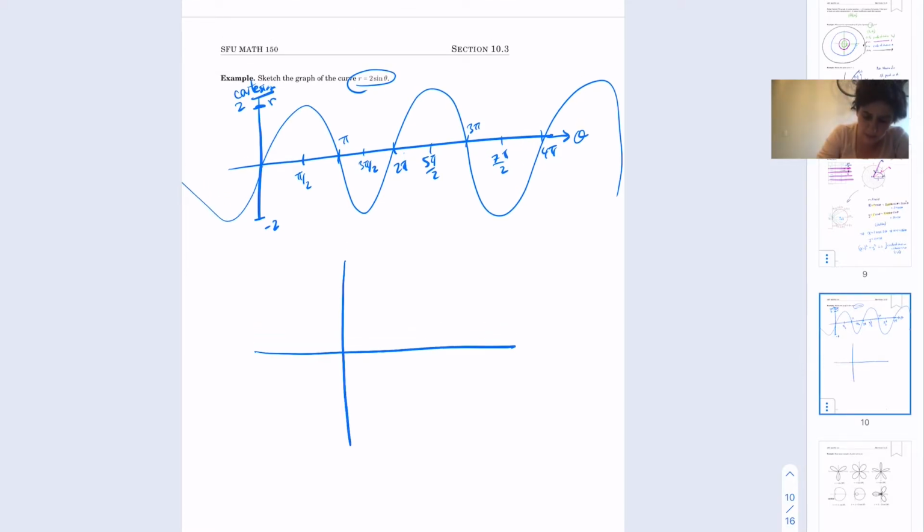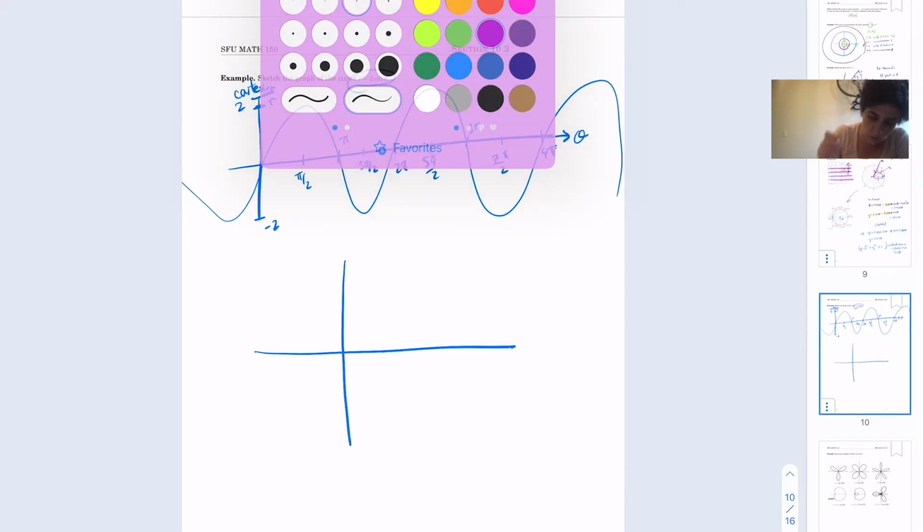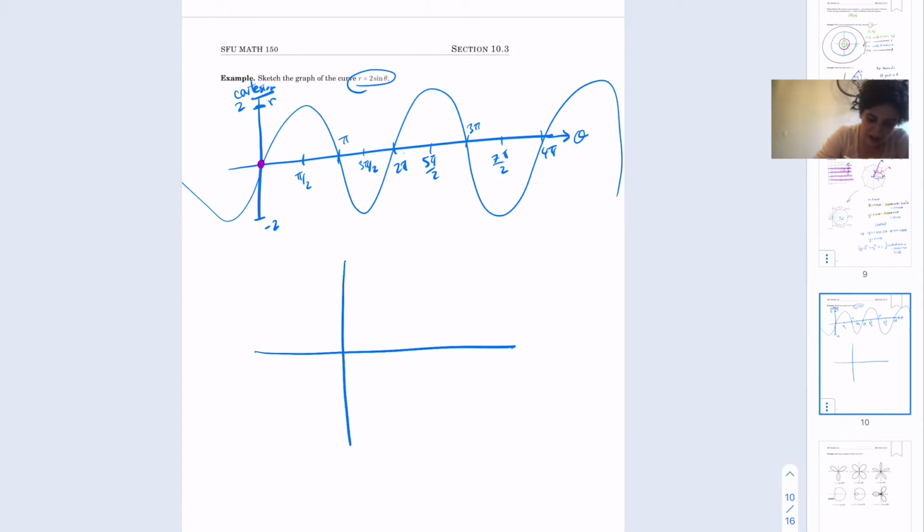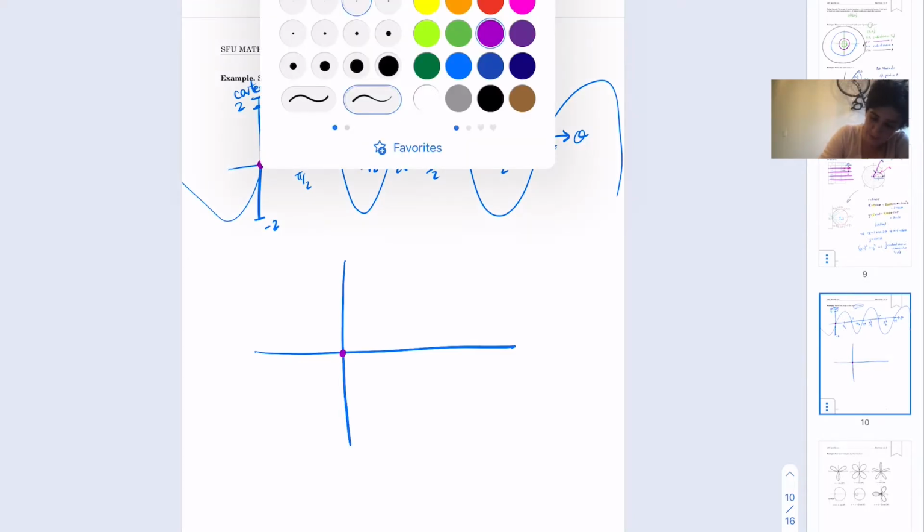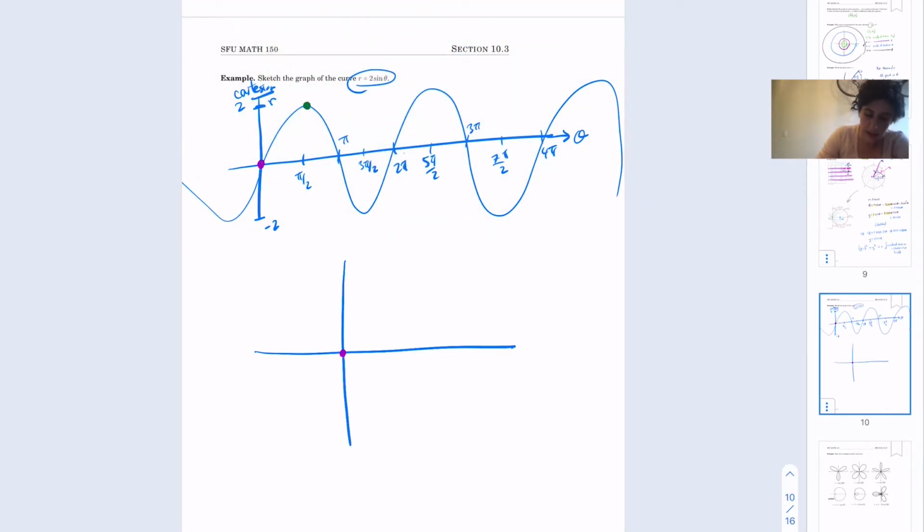Let's start with a point. This point is theta 0 and r is 0. Awesome, I just get to write it in there. How big do we get? Well, r gets as large as 2, and that happens at pi over 2. So that is this point here.